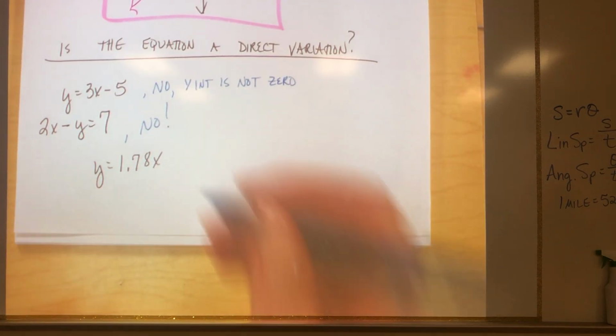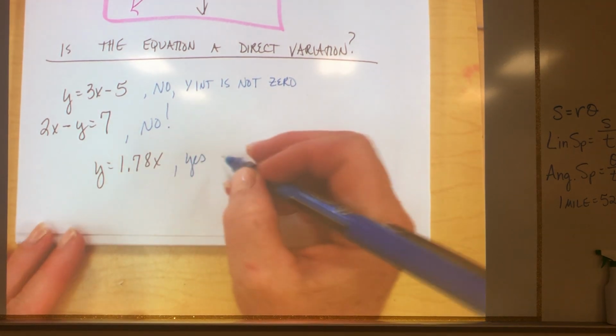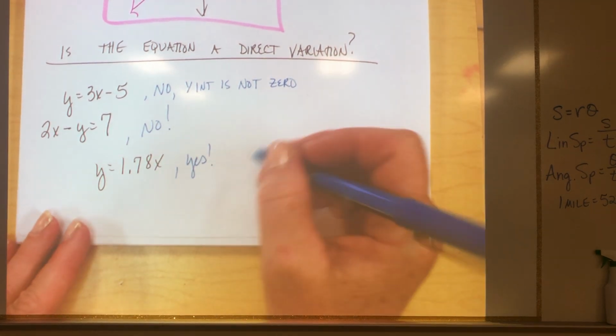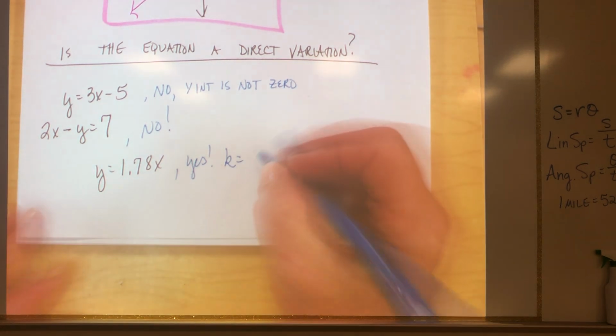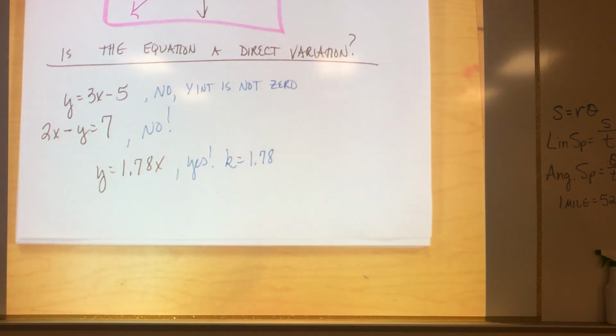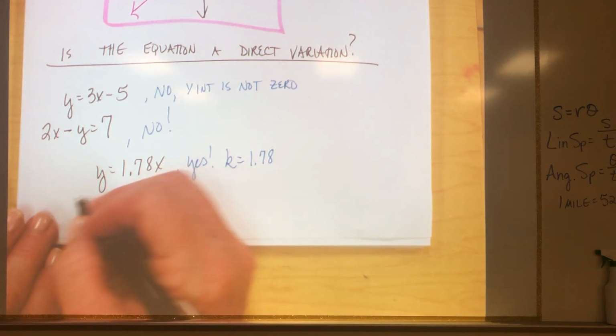Yes or no? No. Yes. Yes. Okay? If it is a direct variation, what is the constant of variation? 1.78. Anybody got a question? Okay, let's do one more.